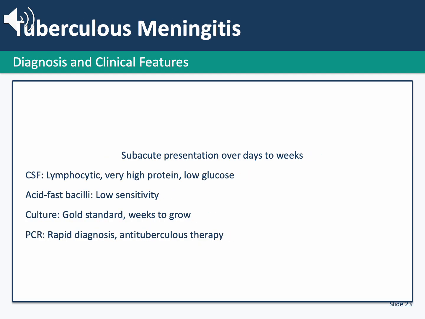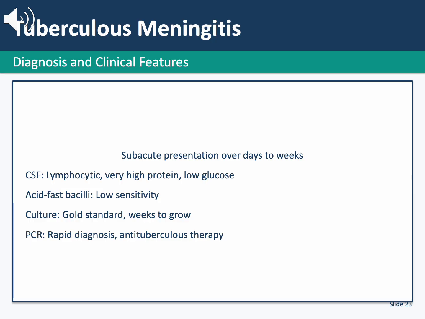Tuberculous meningitis is a severe form of CNS infection with high morbidity and mortality. It typically presents with subacute symptoms over days to weeks. CSF analysis typically shows lymphocytic pleocytosis, very high protein, and low glucose. Acid-fast bacilli may be detected on Ziehl-Neelsen stain, but sensitivity is low.